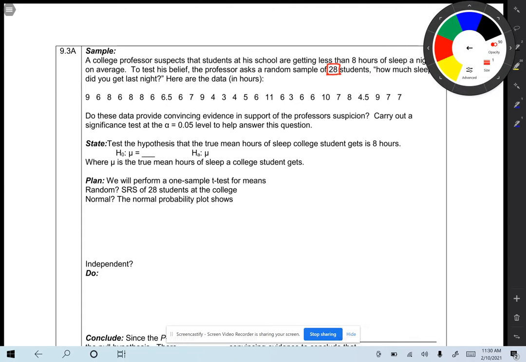Do these data provide convincing evidence in support of the professor's suspicion? Carry out a significance test at the 0.05 level to help answer this question. So in our state portion, test the hypothesis that the true mean hours of sleep college students get is 8 hours. So our null is 8, and he suspects that it's less than 8, where mu is the true mean hours of sleep a college student gets.